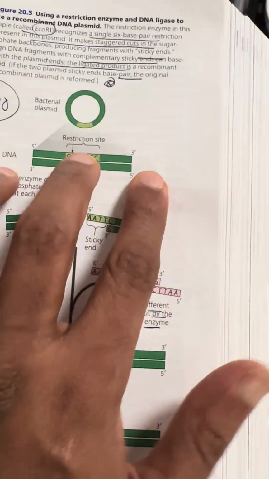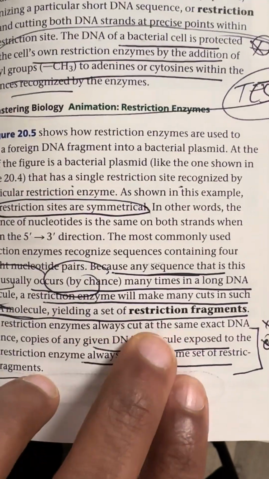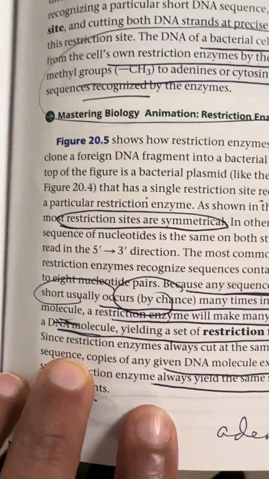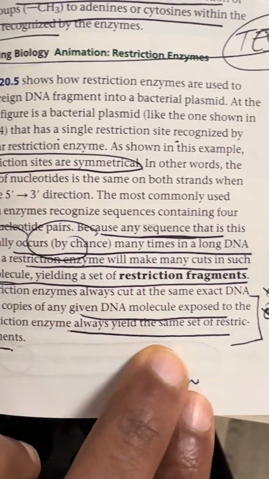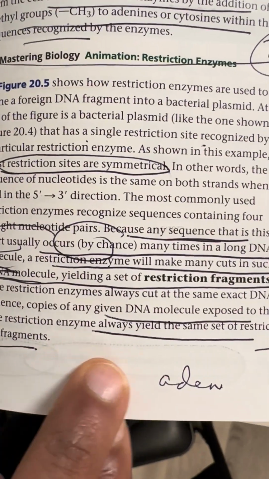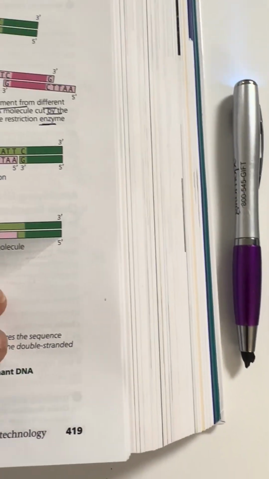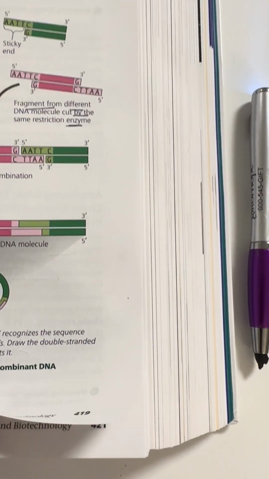So then you look for your best fragment, a different set of restriction fragments, and since restriction enzymes always cut at the same DNA site, copies of DNA molecules exposed to the same restriction enzyme will always see the same fragments. So you can always get the same fragments every time when you cut it up. Okay, and then you can use those fragments and shove them into the bacteria.